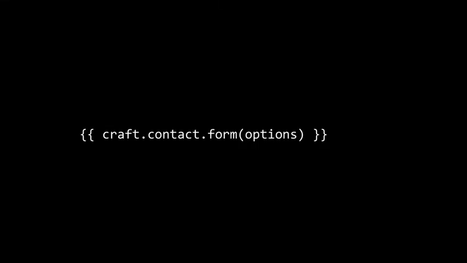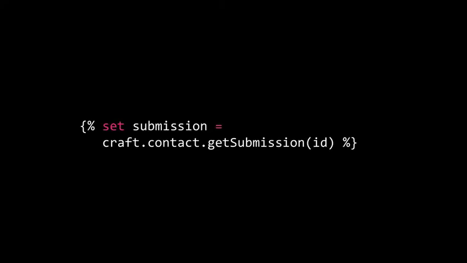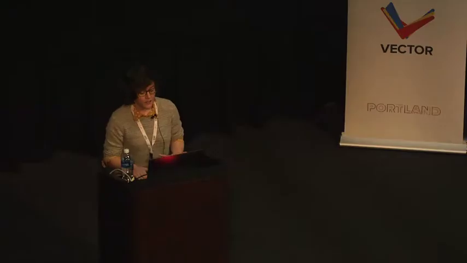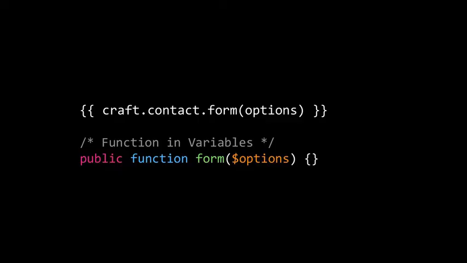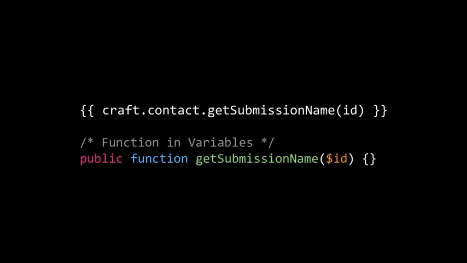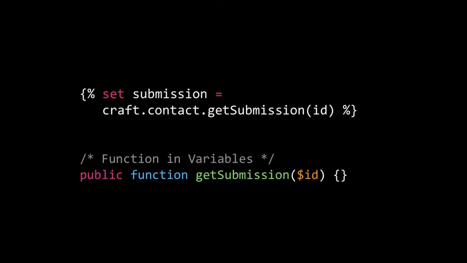So less confusing here. Using our contact example, it's going to look a little bit like that if I want to spit out a form from a variable, or if I want to get somebody's name from a submission I have stored, or if I want to get the data for that whole submission and then use that in my Twig template. So this is hooking up to the variable. It's going to be called the exact same thing within my variable file. So form for contact.form. Same for get submission name or get submission. Those are all going to be one-to-one.